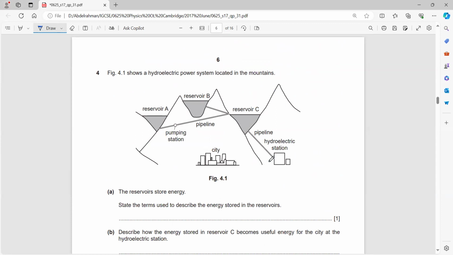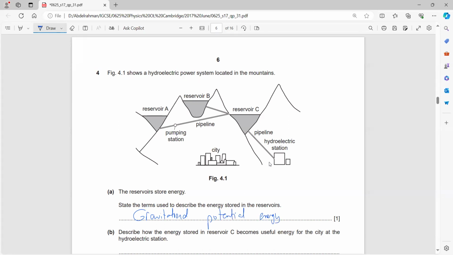Okay, they store some energy. State the terms used to describe the energy stored in the reservoirs. What type of energy is stored inside the reservoirs? GPE, correct. Gravitational potential energy. Thank you. Again, do not write down GPE. Write it down: gravitational potential energy.